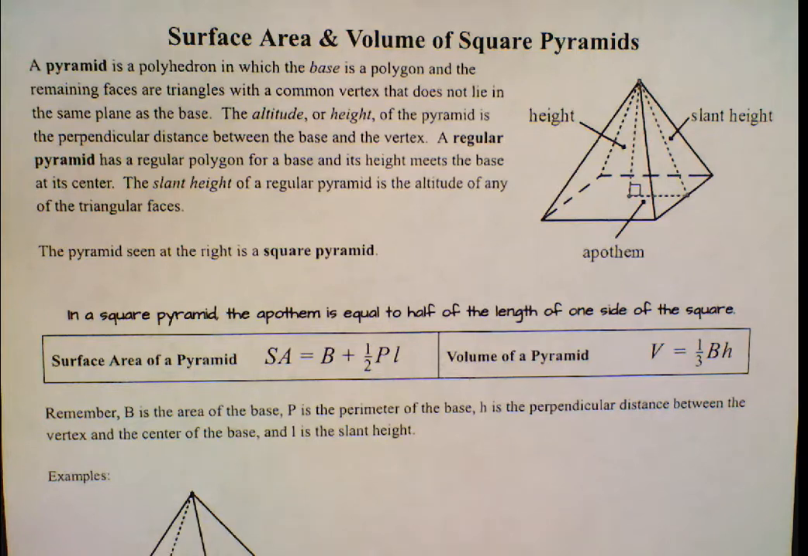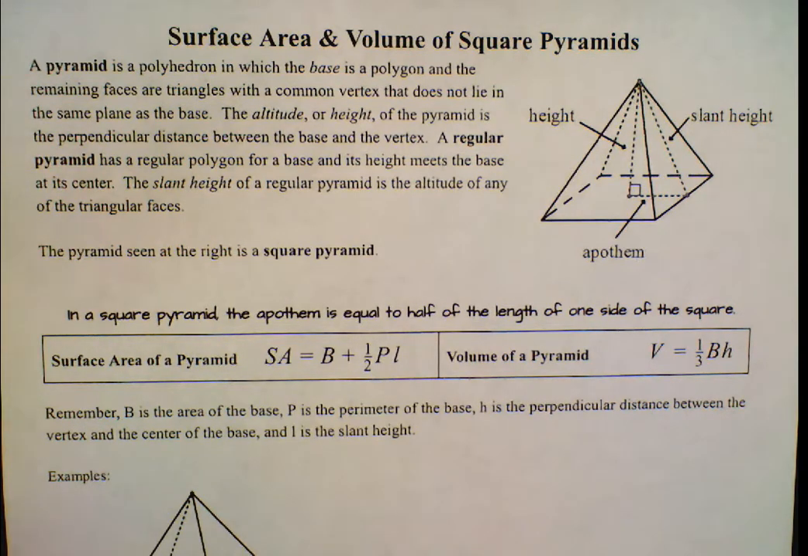Alright, in this video we're going to be talking about how to find the surface area and volume of a square pyramid. So we start with some vocab here at the top of the page. A pyramid is a polyhedron in which the base is a polygon and the remaining faces are triangles with a common vertex that does not lie in the same plane as the base.